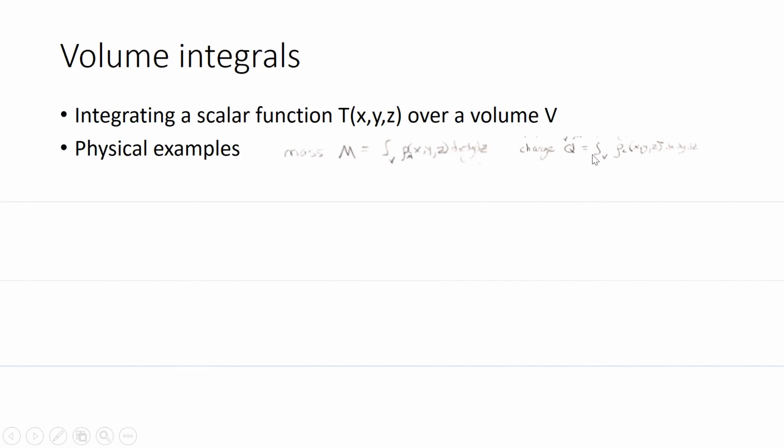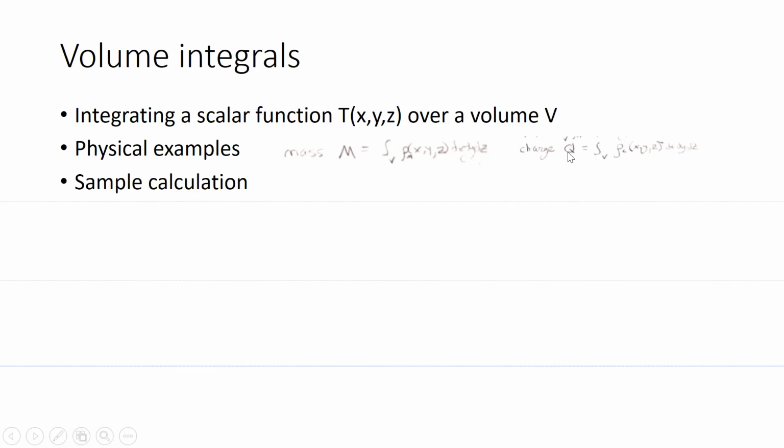Another application is the charge. If we know the charge density, which could vary in space as a function of x, y, and z, we integrate that, dx, dy, dz times the charge density, and it gives us the total charge.